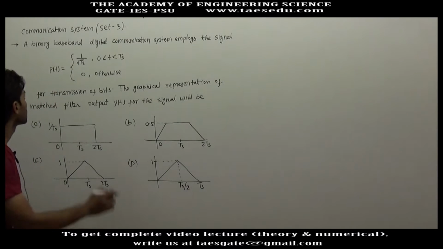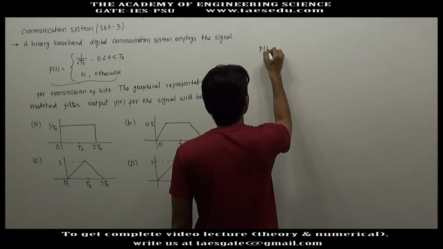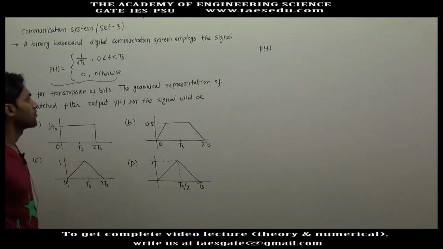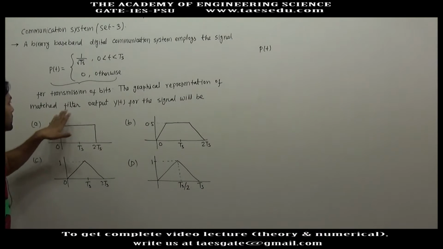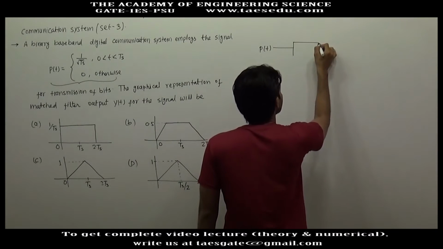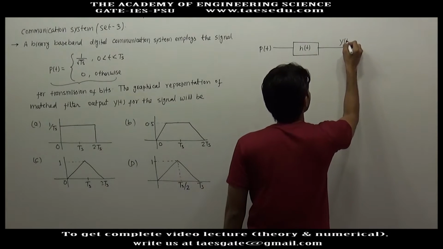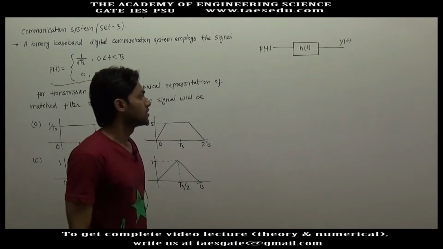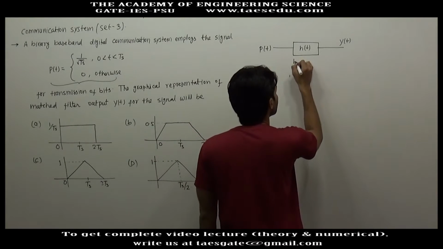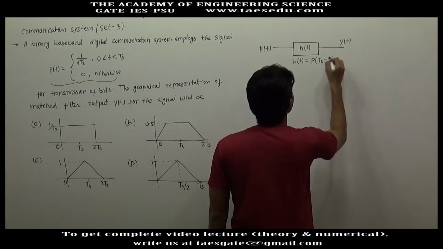In this question the graph or the formula of the pulse p(t) is given. We have p(t) given and we have to find out the graphical representation of the matched filter output. This p(t) will be first given to the matched filter h(t), and then we have to find out the graph of output y(t). So what will be the formula for the matched filter of p(t)? h(t) will be nothing but p(Ts - t).